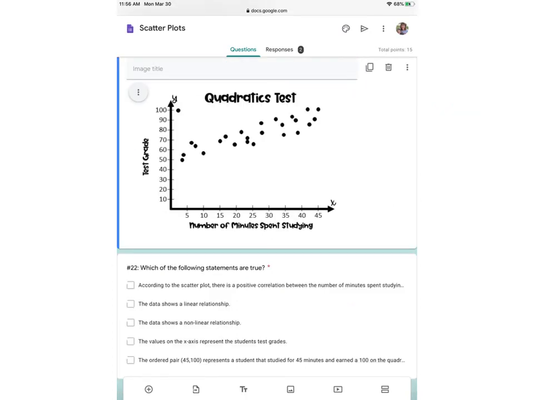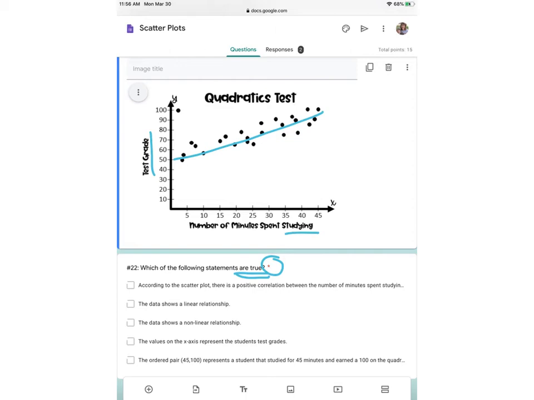I also wanted to show you that there are some questions that have more than one answer. Which of the following statements are true? And it has a star there. There's more than one answer here. So let's look at the choices. It's a quadratics test, the number of minutes studying, and the test grade. So it does look like there is a positive correlation. The more you study, the higher your grade would be.